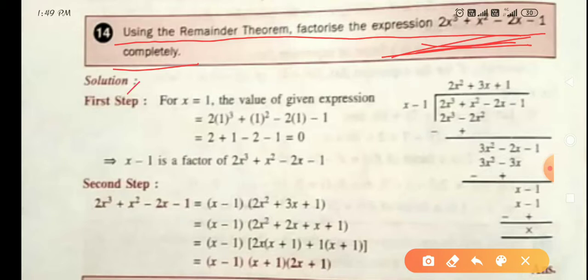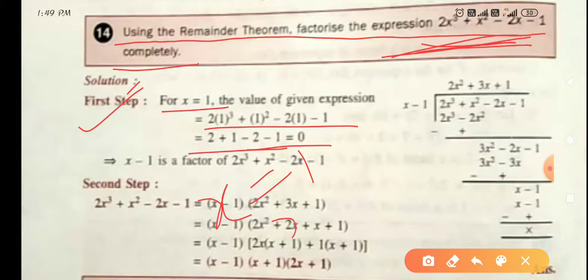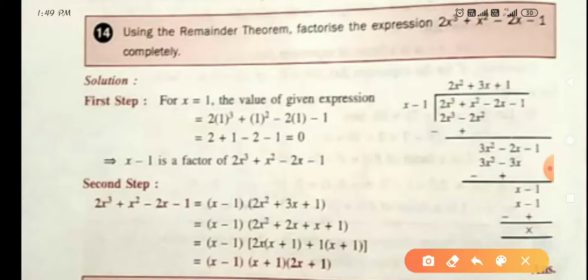Now here you see the solution. In the solution they are taking x equals 1 and putting it in the polynomial: 2 into 1 cubed plus 1 squared minus 2 into 1 minus 1, and after simplification they are getting 0. Means the value of the polynomial is coming 0 by taking x equals 1. So when you take x equals 1, x minus 1 equals 0. This will be the divisor, or you can say x minus 1 will be a factor of the given polynomial. So you can see they are saying x minus 1 is a factor of the given polynomial.